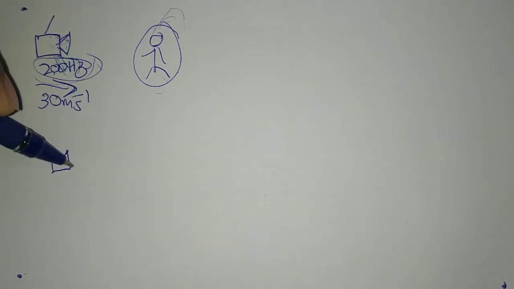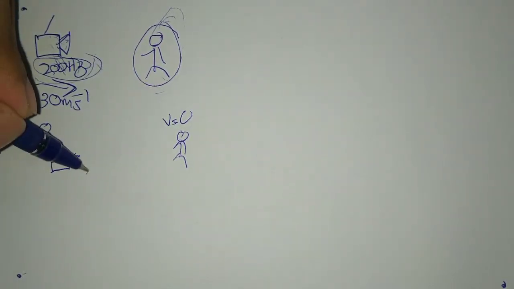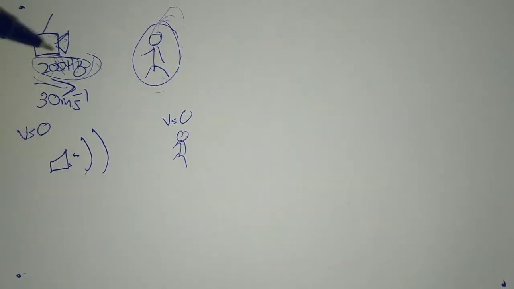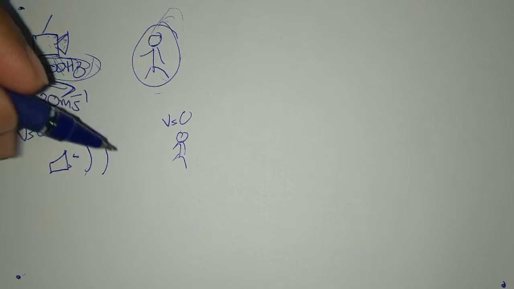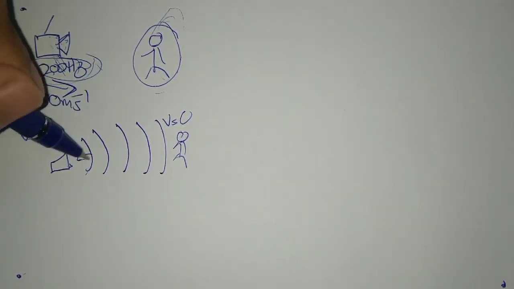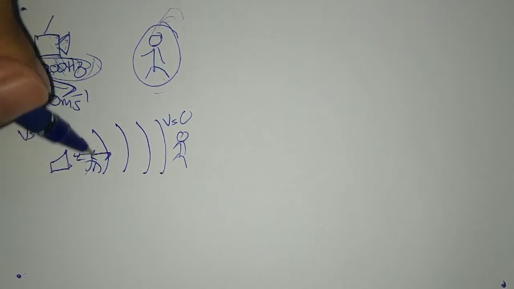For example, we'll take the same example. Let's assume in the first case both are at rest. So here the velocity is 0 and the observer is also at rest. Now what will happen is, when a sound wave is emitted of the frequency 200 Hertz or whatever the frequency, it travels like this towards the observer. So the distance between two wavefronts, we can take it as the wavelength.